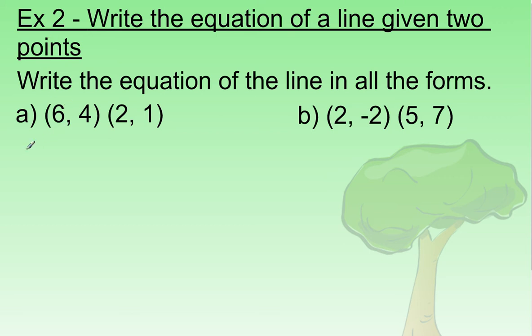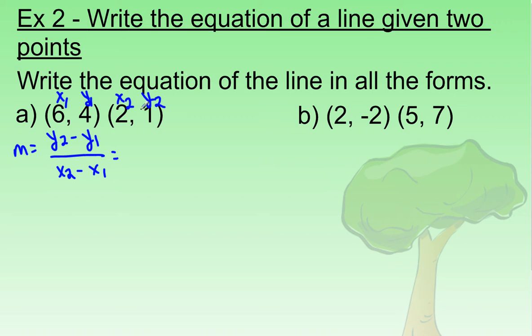Slope formula is m equals y2 minus y1 over x2 minus x1. And this is x, y, x, y. That's just how the points are. The first number is the x coordinate. I'm going to call this guy point number 1, and this is point number 2, so it's x2 and y2.